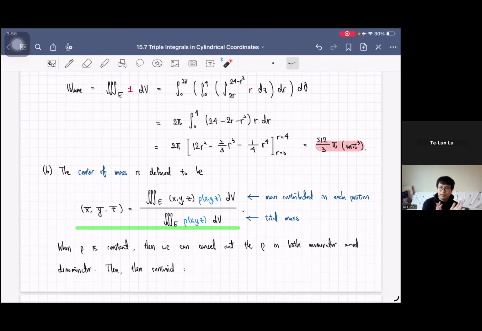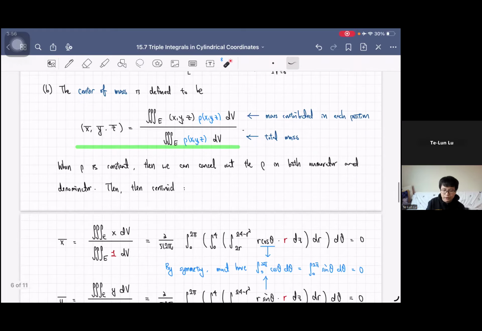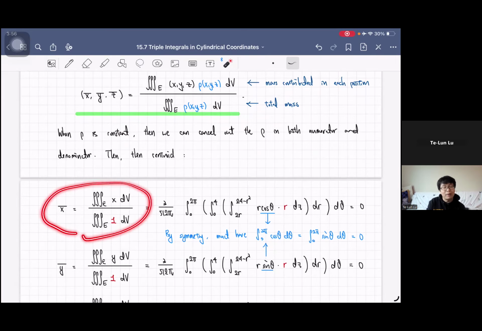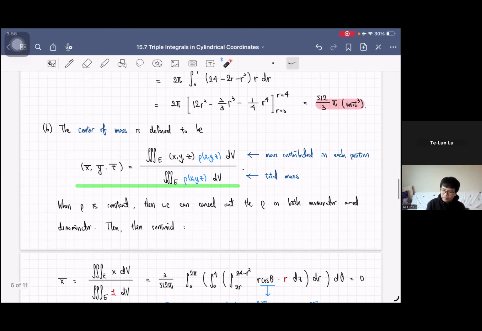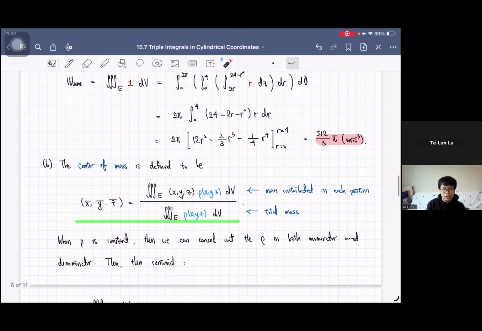Okay. In this very particular case, when rho is a constant, then you see that this will be, say, 4 and 4, and these two 4s cancel out, right? So in that case, this is for a centroid, and the formula reduces into something like this. We don't have to care about density because it's a constant and it divides out in the numerator and denominator.